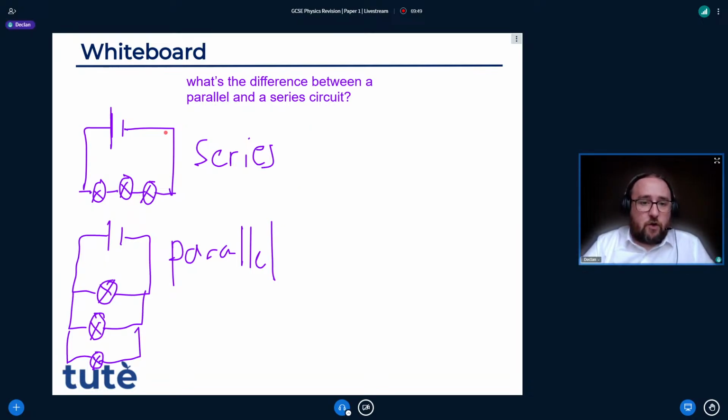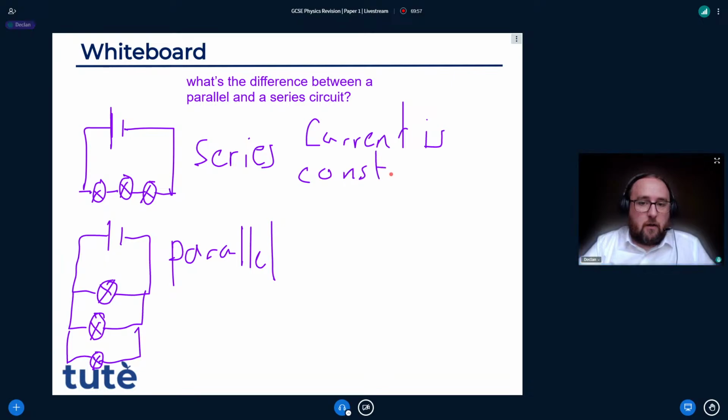In a series circuit, the current is the same all the way around. Current is constant. That's because it's only got one path it can flow down. So the current is the same wherever we are. In a parallel circuit, the current is shared between the branches. So the current splits.